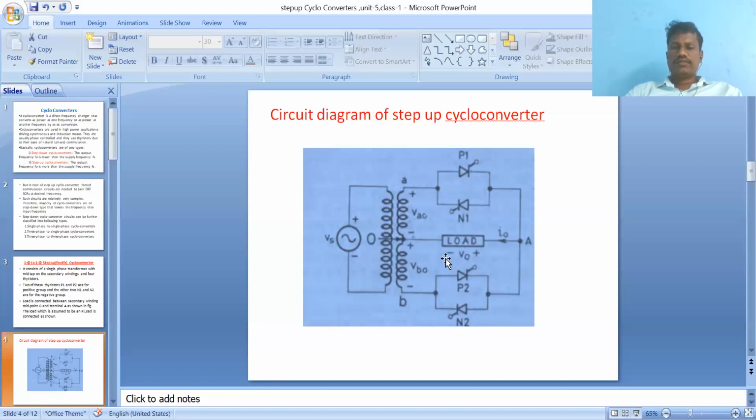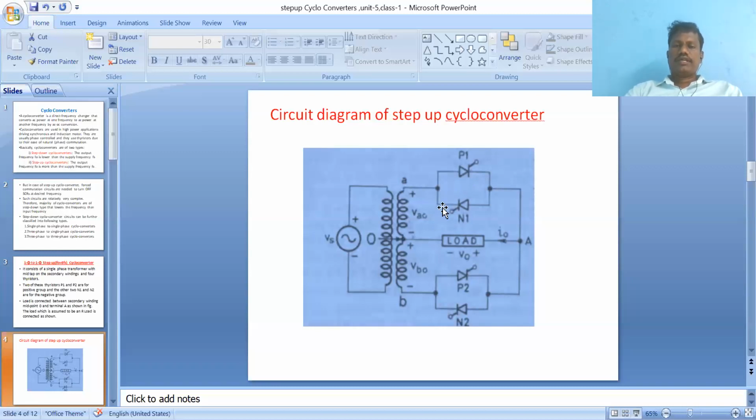In the cycloconverter circuit, we require some forced commutation elements to turn off the corresponding thyristors. In the case of an AC voltage controller, there is no need for commutating elements, but in the case of a cycloconverter we require forced commutation elements to turn off the thyristors, to get an output frequency that is more than or less than the input frequency.